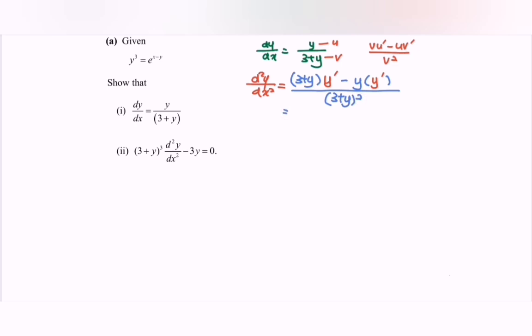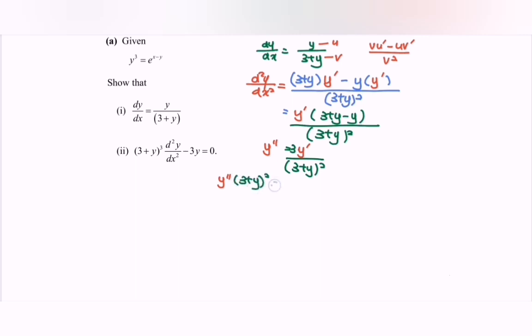Kindly factor out the y'. So we will have y' and then bracket (3 + y) − y over (3 + y)². Rewrite the equation. We have y'' = y' times 3 over (3 + y)². Kindly cross multiply. So we have y'' (3 + y)² = 3y'. As we all know, y' is y over 3 + y.